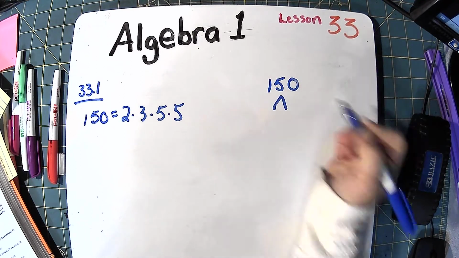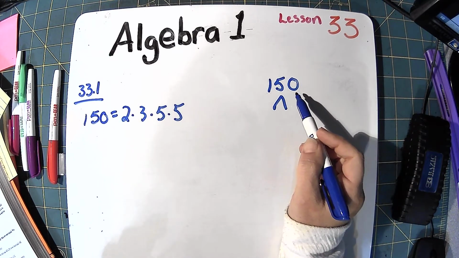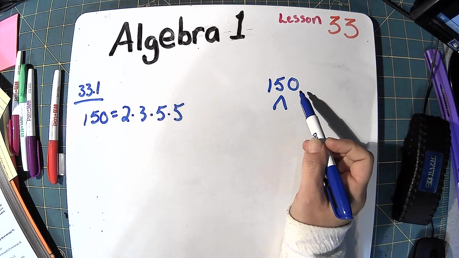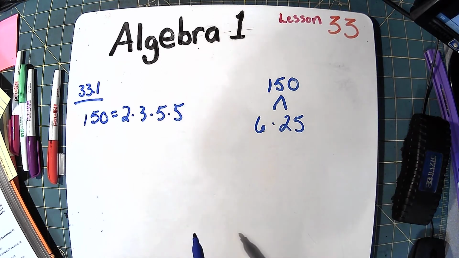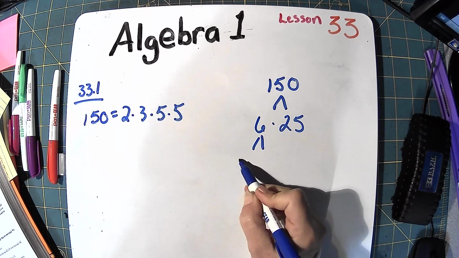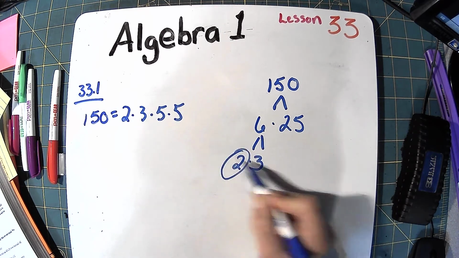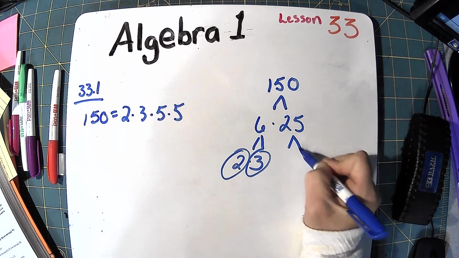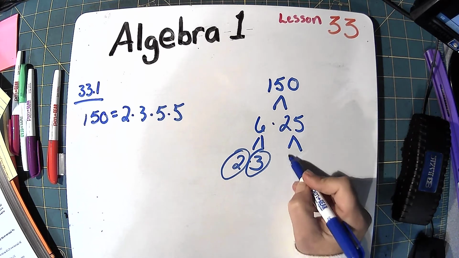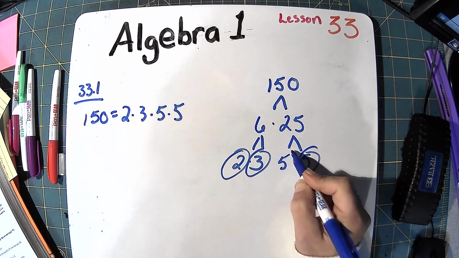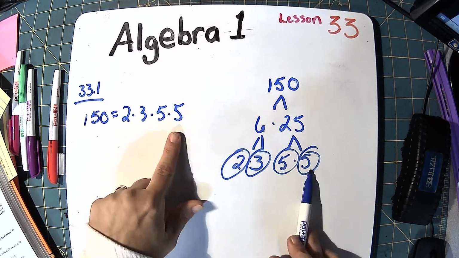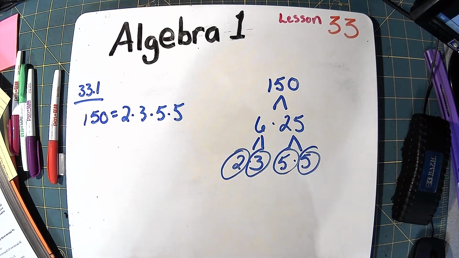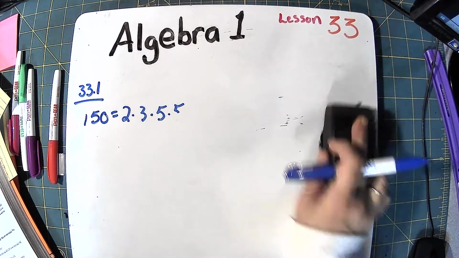If I was using a factor tree, I might say, I know that there are 4 quarters in a dollar. That's going to be 6 quarters. That's 6 times 25. Do that first. And then my 6, I could say that's 2 times 3, and those are primes, so I don't have to go any further. My 25 is 5 times 5, and those are primes. And I still get 2 times 3 times 5 times 5, same as if I use the drop-down method. So either way works the same.